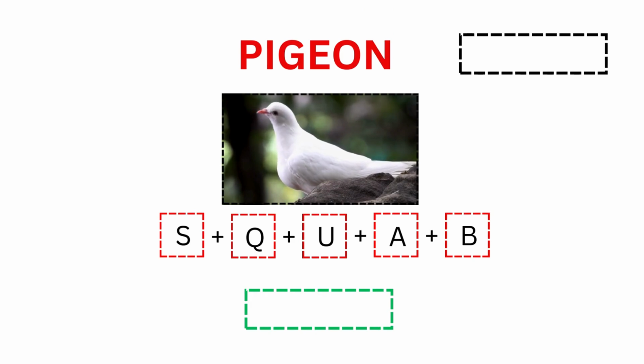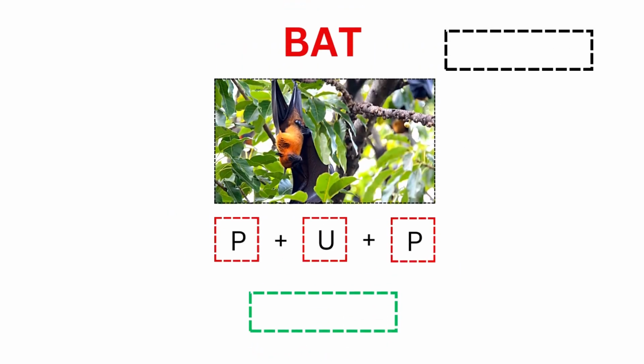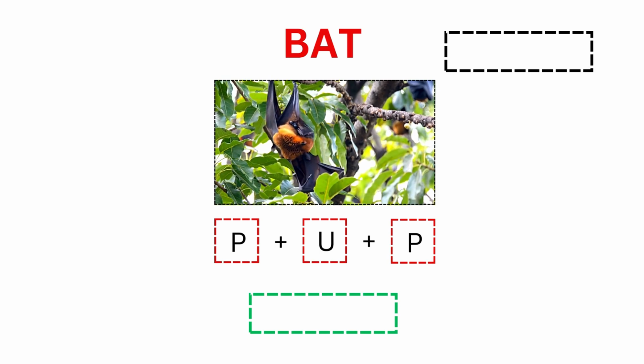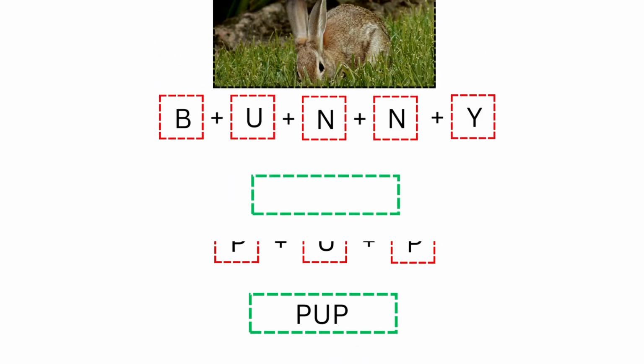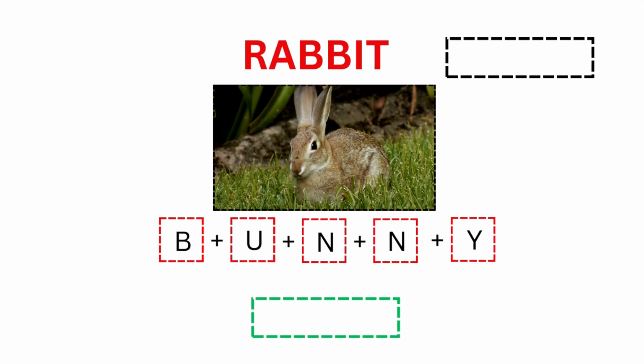A baby pigeon is called a squab. पिजन के बच्चे को स्क्वाब कहा जाता है. SQUAB squab. Number 31 is bat. A baby bat is called a pup. बैट के बच्चे को पप कहा जाता है. PUP pup. Number 32 is rabbit.